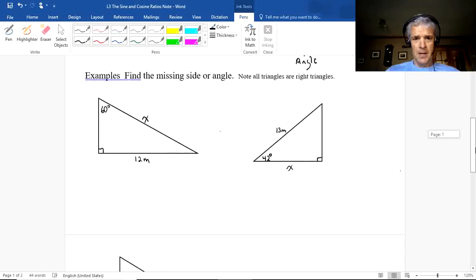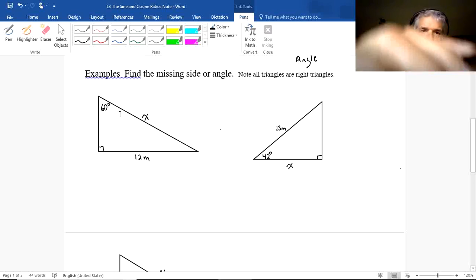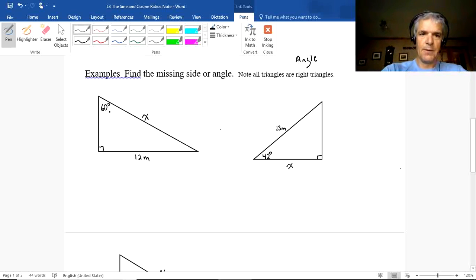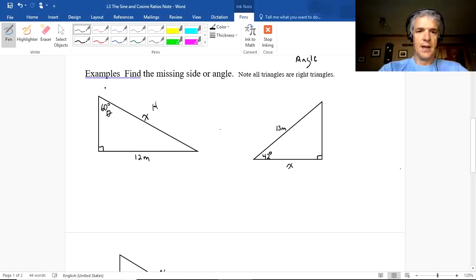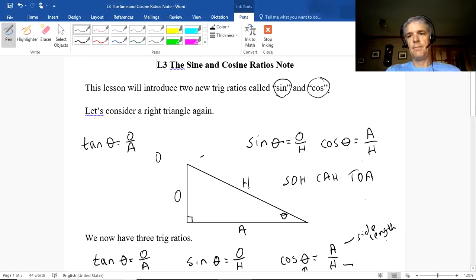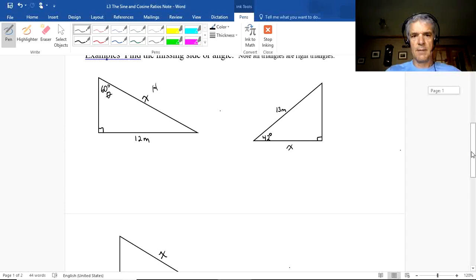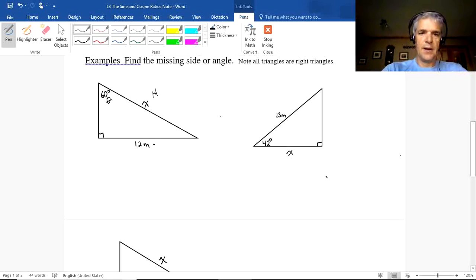Okay, so let's solve a couple of these. The first thing I want to do is label my sides with respect to the angle that I'm dealing with. So if this is my angle that I'm dealing with, I'm going to get my pen back out. Right here is my angle that I'm dealing with. That's theta, 60. Then this here is across from the right angle. This is my hypotenuse, and then this is my opposite side. This is O right here.